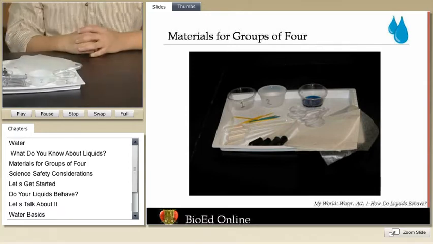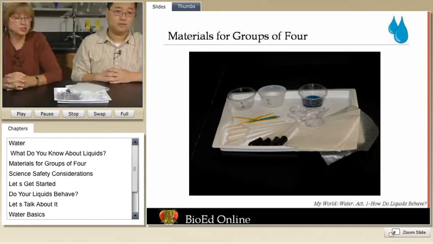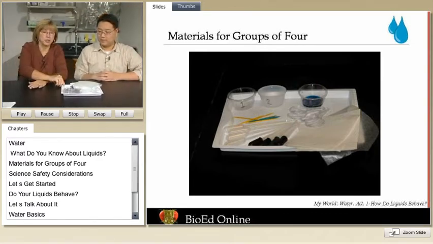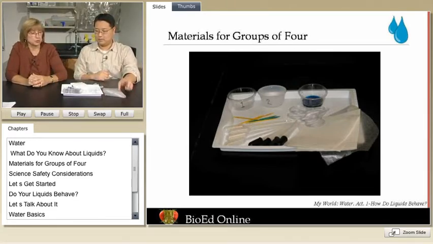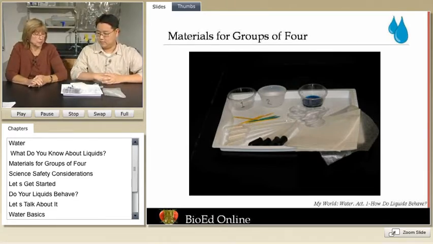Okay, Michael, it looks like we've got plenty of materials, and what we want to do is each group of 4 students would want to have this whole setup. They'll be able to share some materials, but they also need to have some materials that are just for them to use, as Michael said. Are we ready to begin now, Michael?